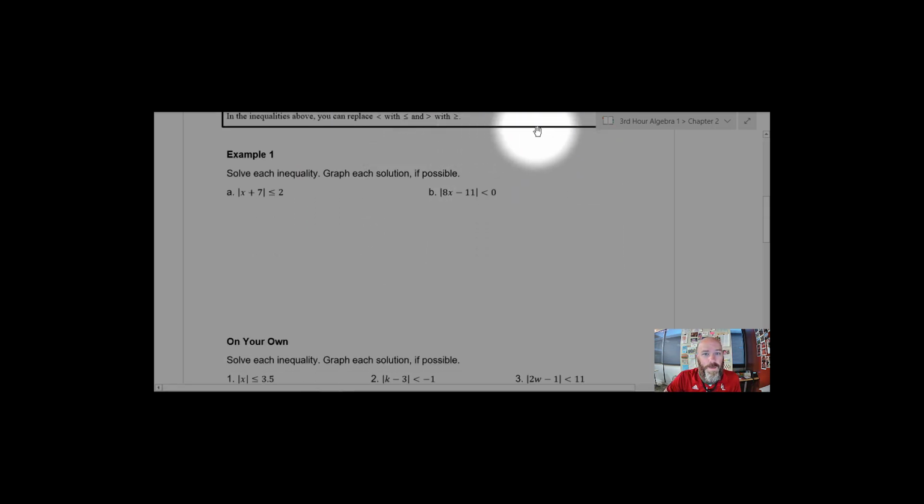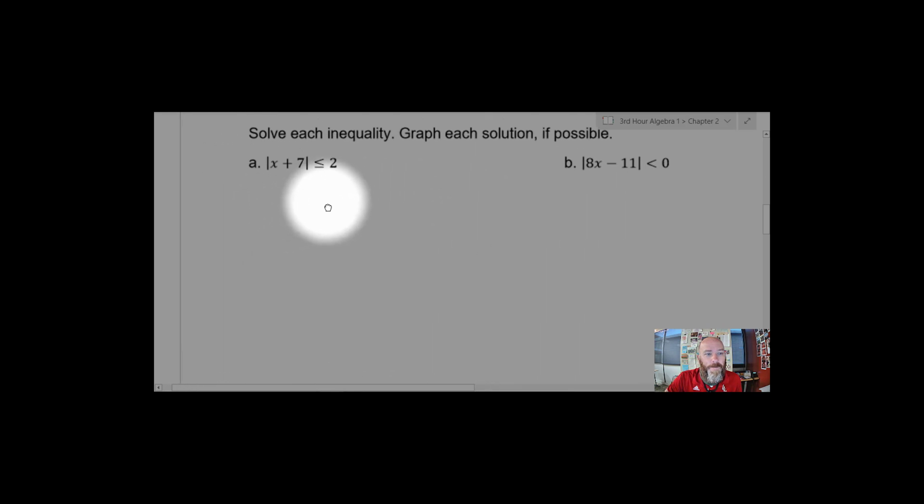Example number 1, I'm going to zoom in just to help you see this a little better. So I see a less than symbol, which means we're going to have an and statement. So the first thing you need to figure out or identify is what type of compound inequality we have here. So being an and statement, I'm going to write this how I see it, x plus 7 less than or equal to 2. But I'm also going to put the same symbol in front, but with a negative 2.